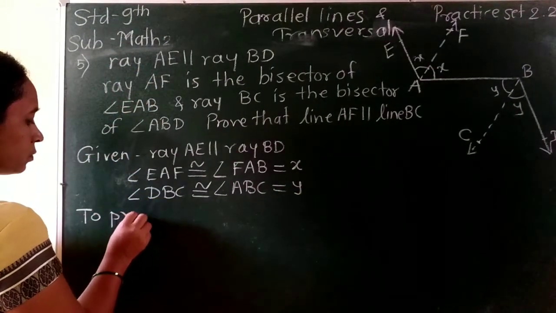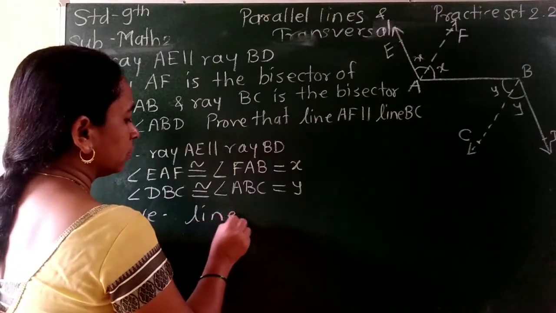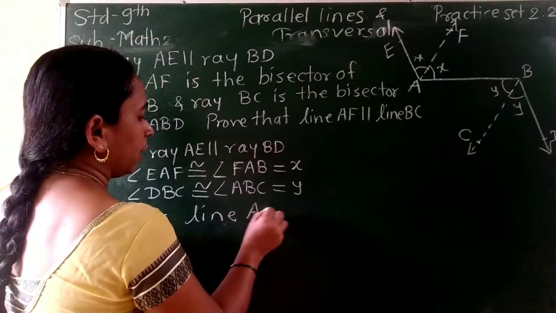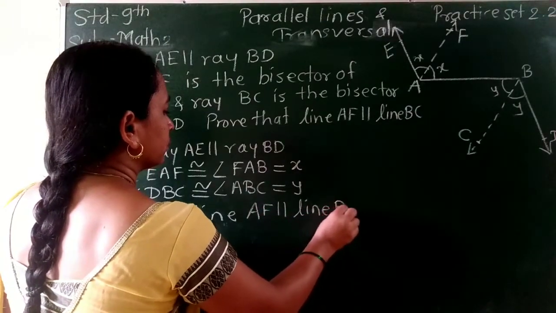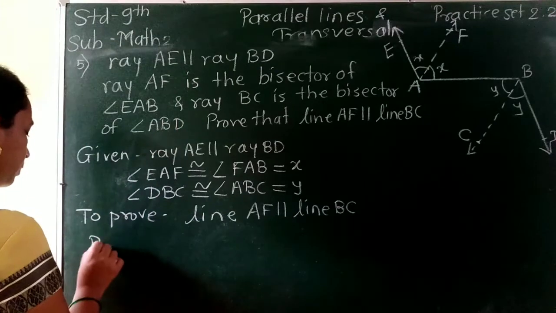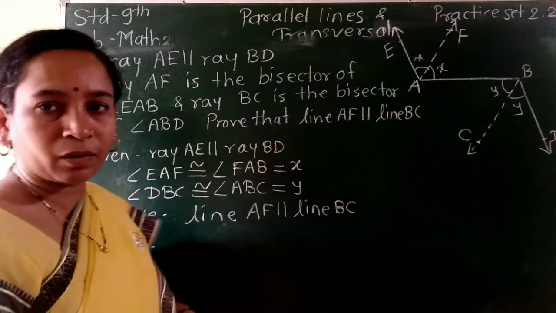Proof. In this proof, we have to prove that line AF is parallel with line BC. Proof. We'll start with the given thing.